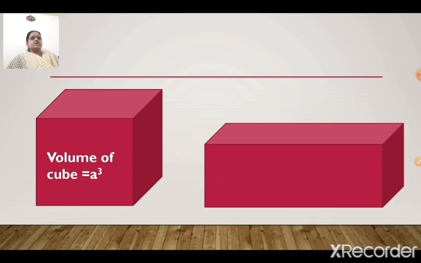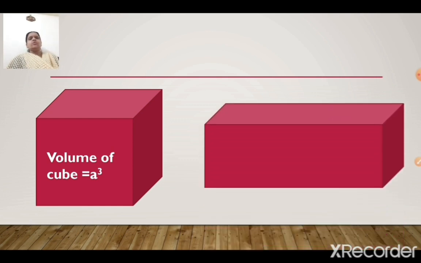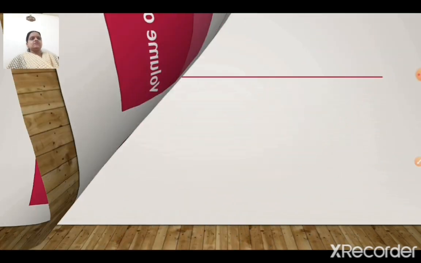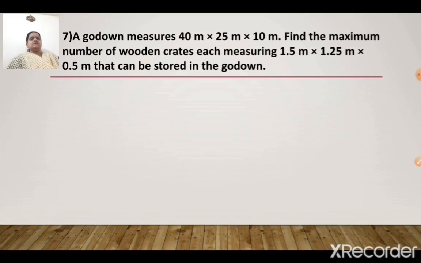The next thing is the cuboid. This is a cuboid shape where length, breadth and height are not equal. They are unequal. And the volume of a cuboid is equal to L into B into H. Correct? So let us start with the exercise. Last period we completed till question number 6. Today we will continue with question number 7.